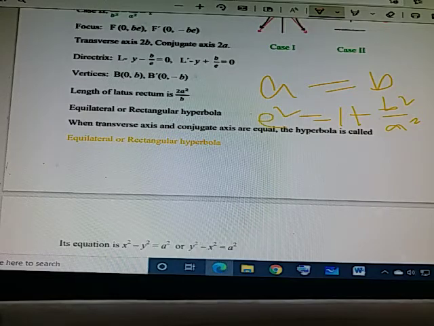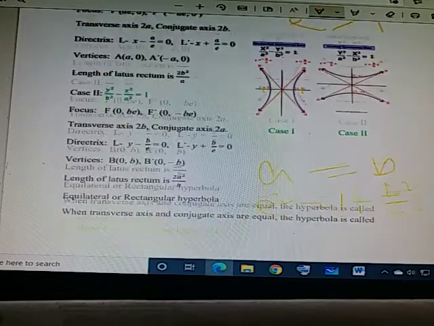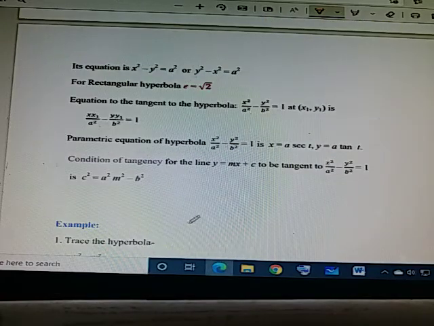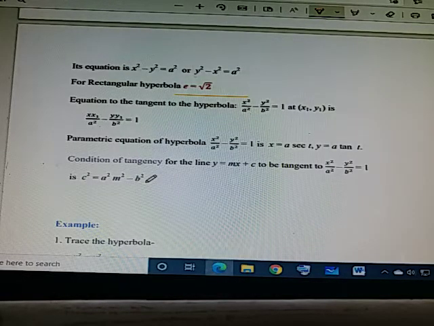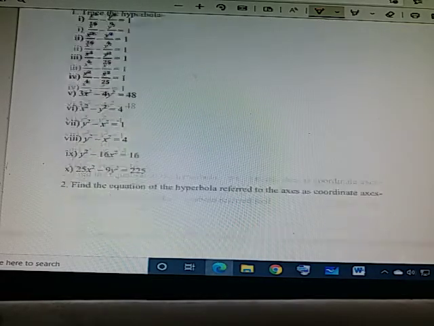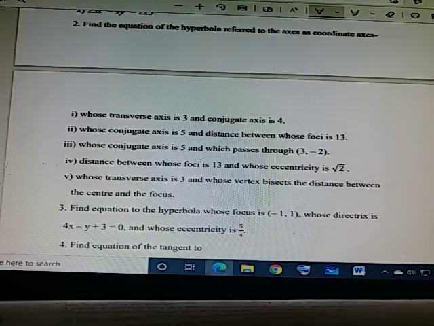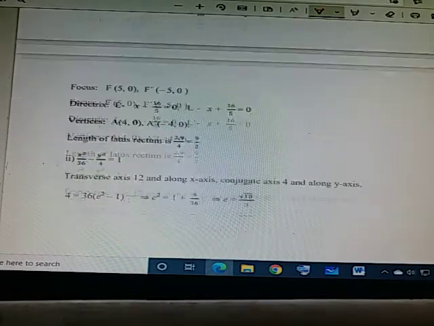So this is the rectangular hyperbola, e is equal to root 2, and the tangent is the same. After finding the tangent, you can find the normal. This is the parametric equation, and the condition of tangency here is c square is equal to a square m square minus b square. And these are examples. Like the ellipse, you can do these things. Same problem, same procedure.